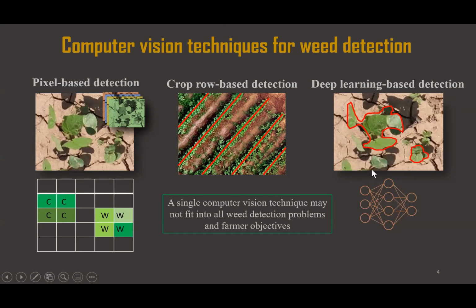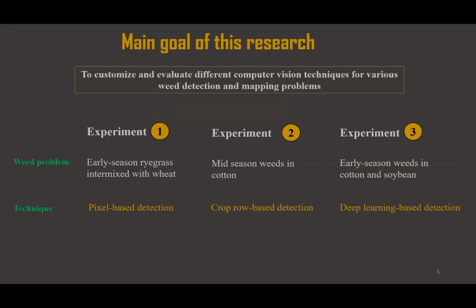It is important to note that a single computer vision technique may not solve all kinds of weed detection problems and farmer objectives. Every weed detection problem has to be tackled with a unique computer vision approach. Because of this, in my PhD research, we thought, let's customize and evaluate different computer vision techniques for various weed detection and mapping problems.